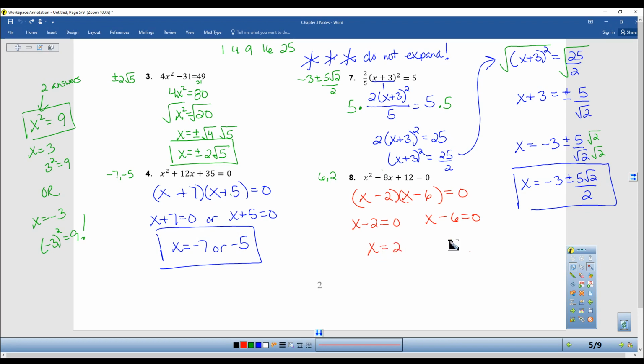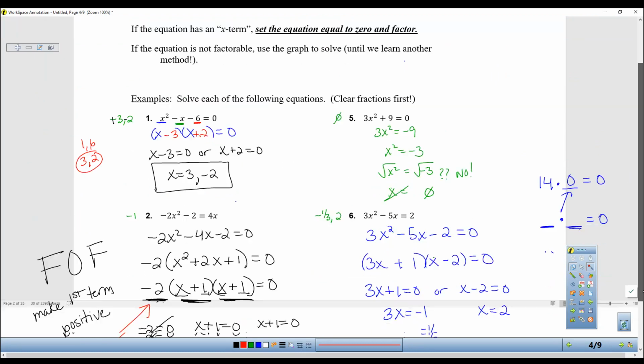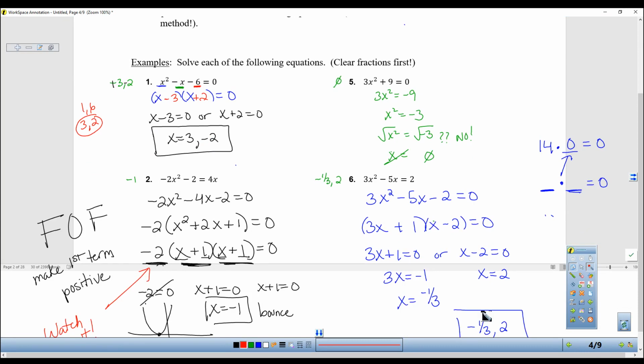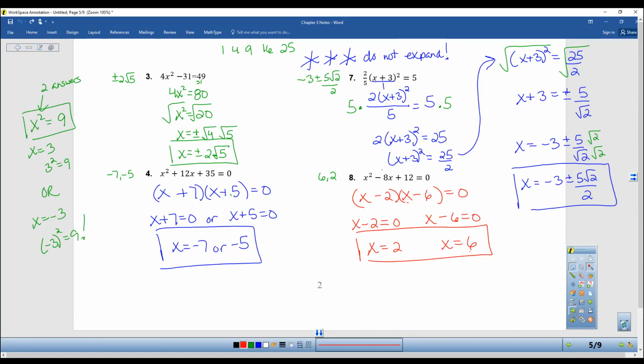X is equal to 2 or X is equal to 6. So notice I'm not very fussy about how you give me the answer. You can do plus or minus. You can write the word or. You can write them separate. I think on this page, I didn't even box the X on one of them. I think I just boxed the answer. That's fine. So just get me the right answer. Set it equal to 0 and factor.